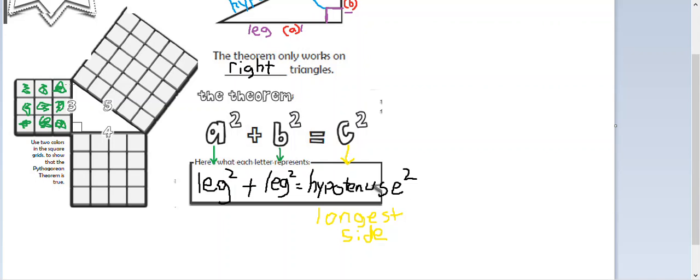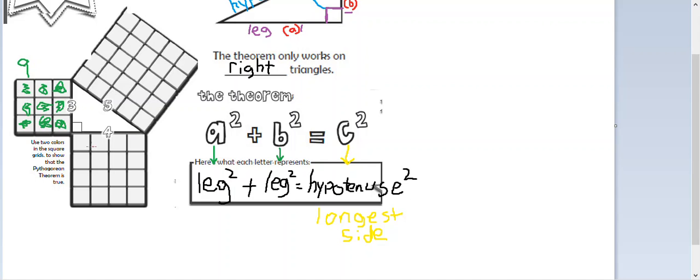And I can see 3 is my leg, and 3 squared means 9. So I should have 9 green squares. 1, 2, 3, 4, 5, 6, 7, 8, 9. So I have 9 green squares.